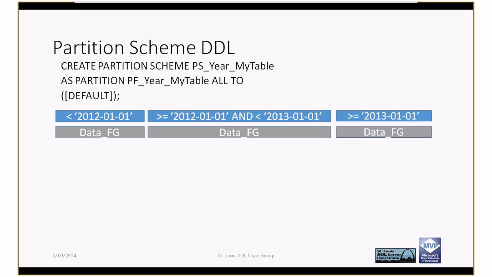Okay. You can also specify the ALL TO clause, with one file group. And that means all the partitions use that one file group that you specified. In this case, I just use the default file group so that all partitions get created on the default file group. The database can have one file group marked as default.